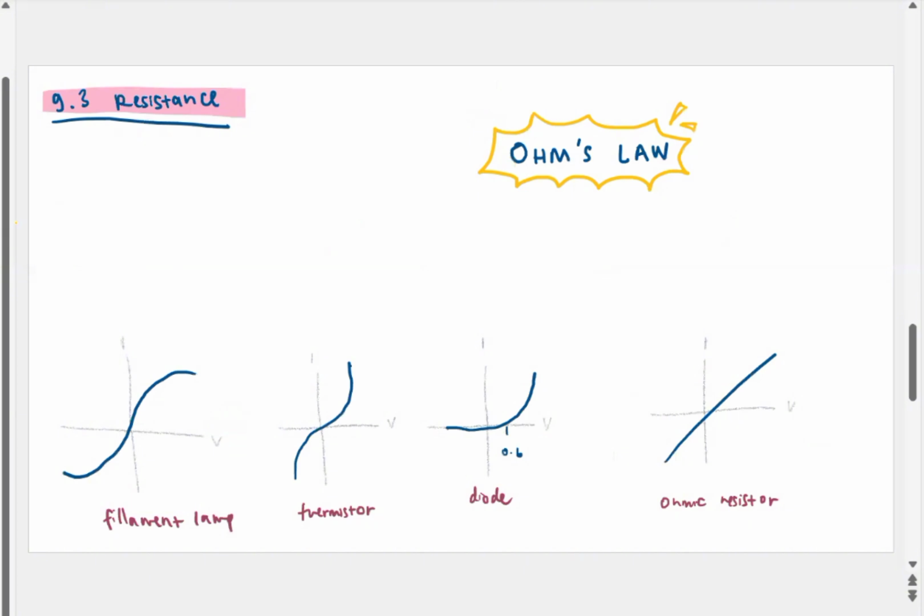What is resistance? Alright, resistance is defined as the voltage divided by, let's use a fancier term, let's say it as the ratio of PD to its current.